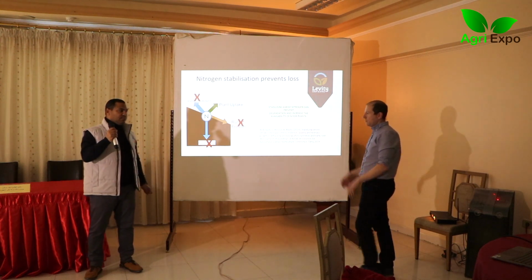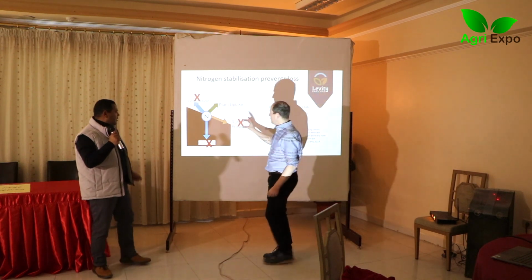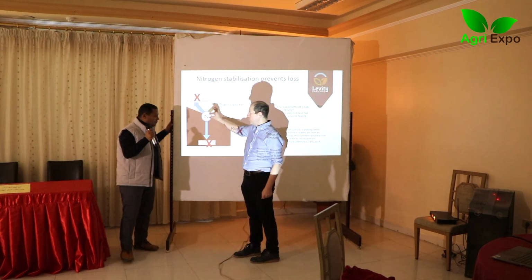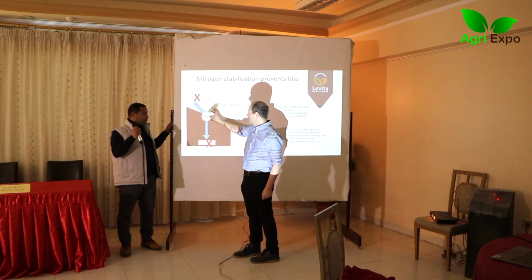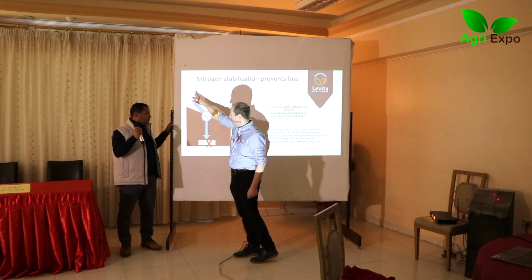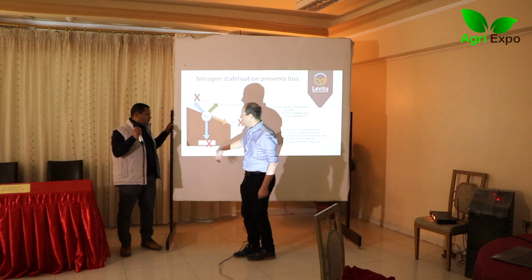So you can look at some of the research on this, but if you can keep nitrogen in a form which is more stable, like amine, you can prevent volatilization into the sky and leaching into groundwater.